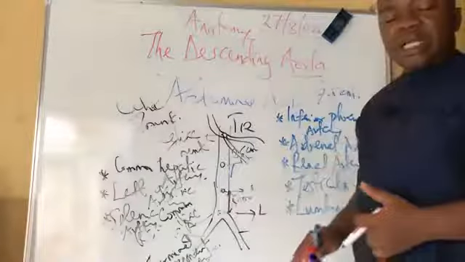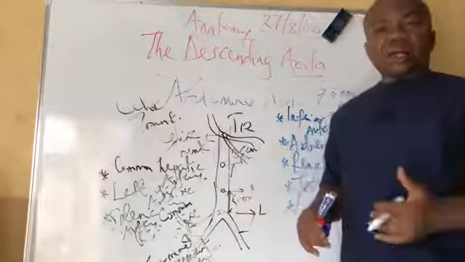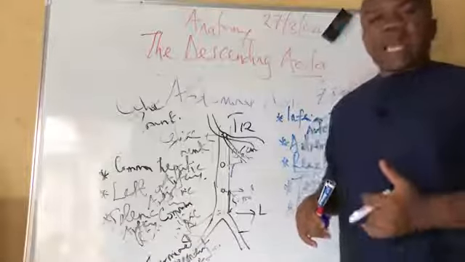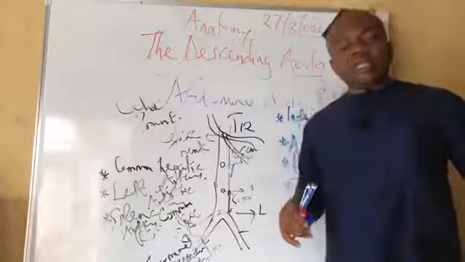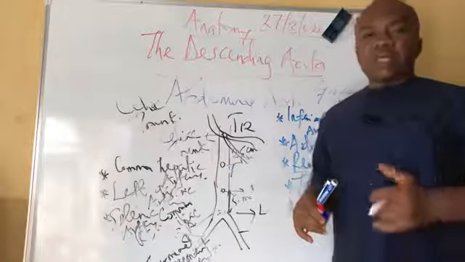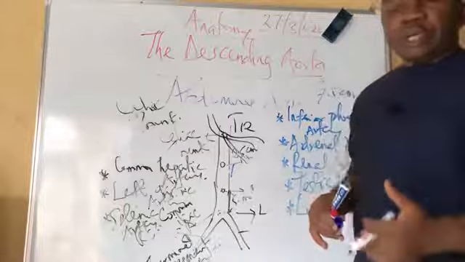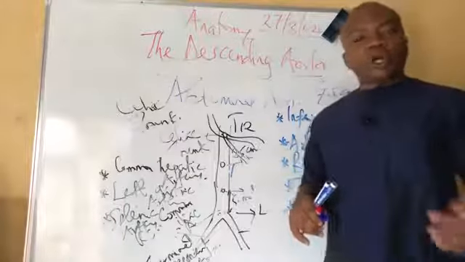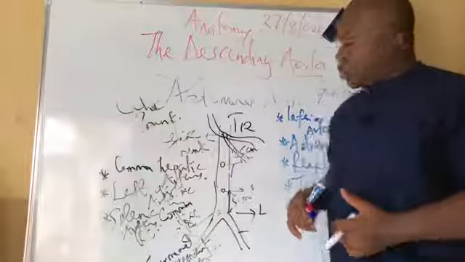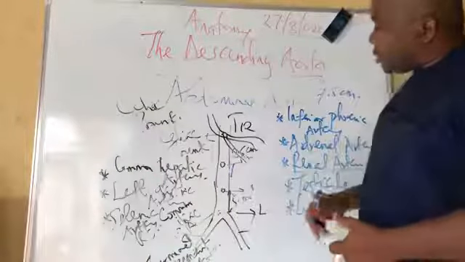The inferior mesenteric artery supplies the other parts of the large intestine by giving blood supply to the descending colon, which is called the left colic artery. It also gives supply to the sigmoid colon, which is called the sigmoid artery, and it also gives blood supply to the rectum, which is called the rectal arteries.